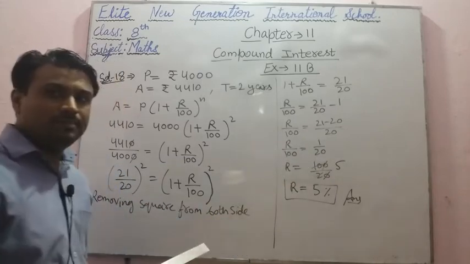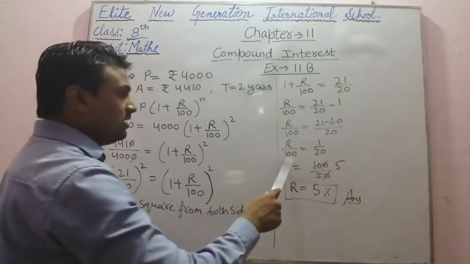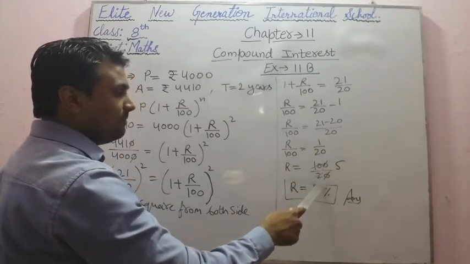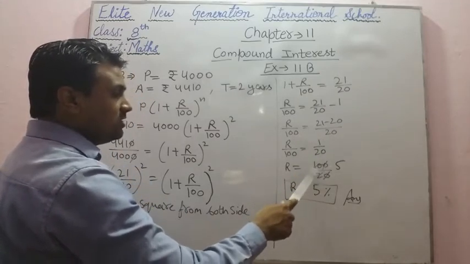So 1 upon 20. Now by doing cross multiplication, this 100 will multiply by 1. So 100 into 1 becomes 100. So 100 upon 20. This 0 will be cancelled. So it will be 5.